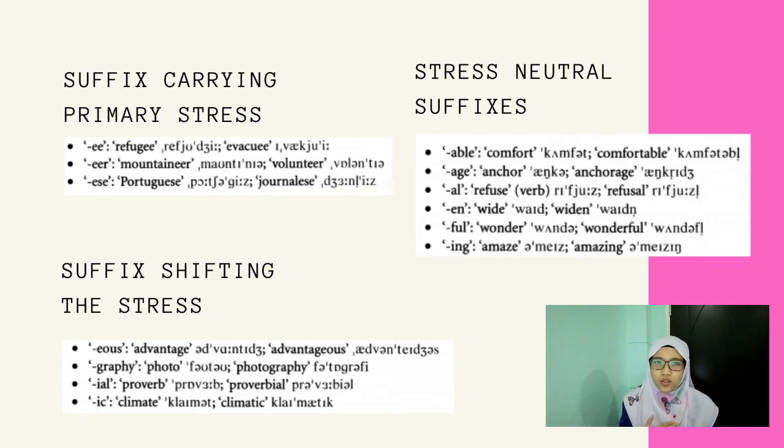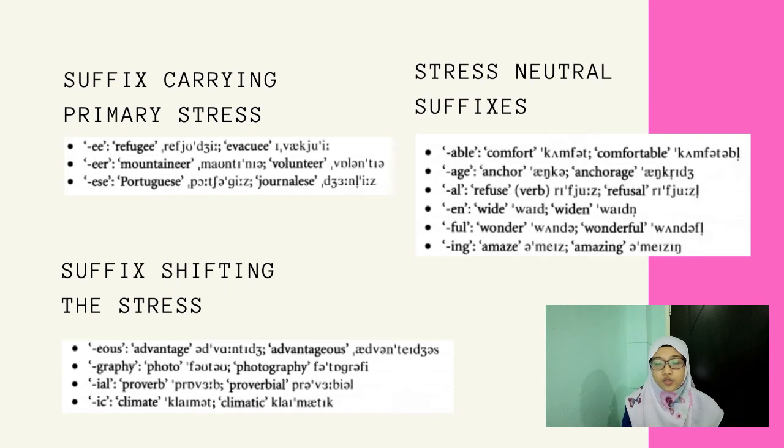So let's see how the affixes can affect the stress placement. Let's move on to the first one, which is suffixes. There are three things that could happen to the stress placement. First, the suffix itself will carry the primary stress. You can see the examples right here. Words like refugee, evacuee, volunteer all have their own stress placement in the first and final syllables, but the primary stress will be on the added suffix, -ee: refugee, evacuee.